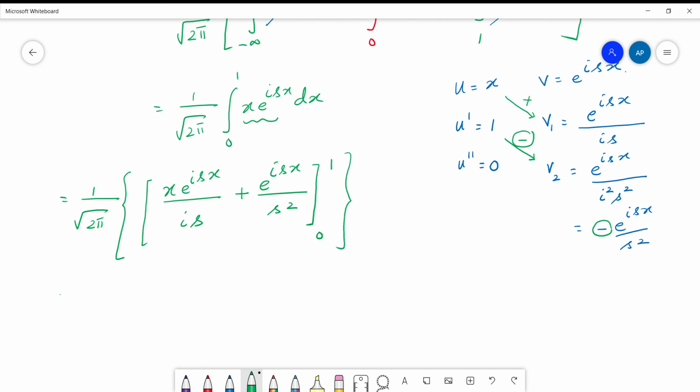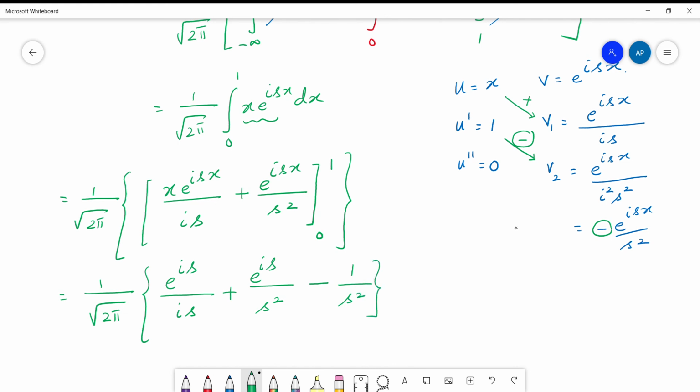So let me substitute the upper limit first. I am replacing x by 1. So what happens when I do that? I am getting 1 into e power is divided by is. Then I am putting x as 1, so plus e power is by s square. The lower limit gives me a substitution with a minus. I am putting x as 0. So when I put x as 0, the first term is 0. The second term is e power 0, which is 1, so it is 1 by s square with a negative sign, because e to the power 0 is equal to 1.